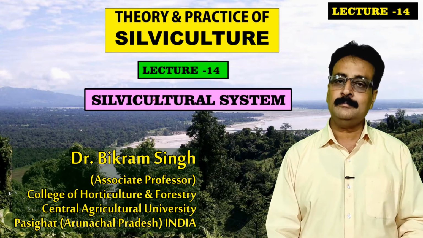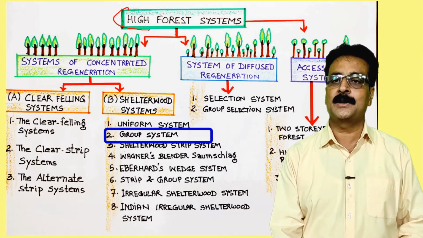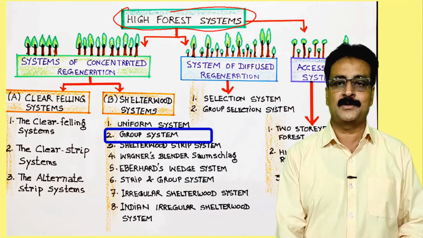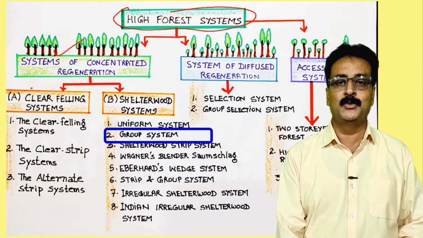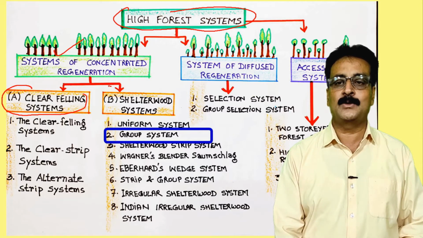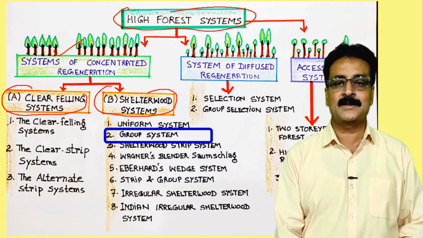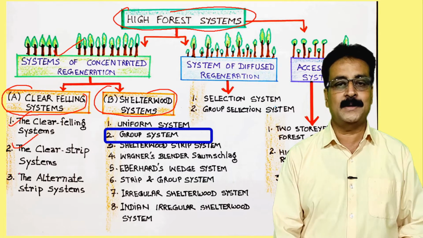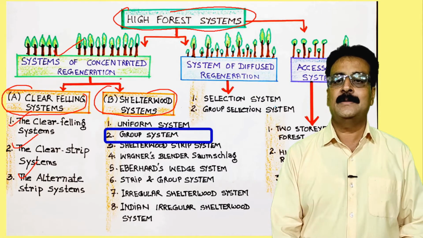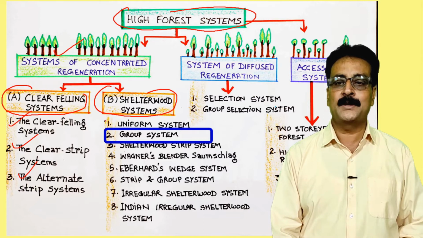So, as we are already familiar with the classification under the high forest system, where the system of concentrated regeneration has two subparts: one is called the clear felling system and the other is called the shelterwood system. Under clear felling, we have discussed the clear felling system, clear strip system and the alternative strip system. Another one is the shelterwood system. We have studied the shelterwood uniform system. In this lecture, we are going to study the group system.